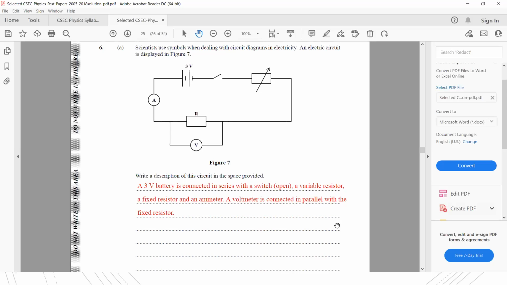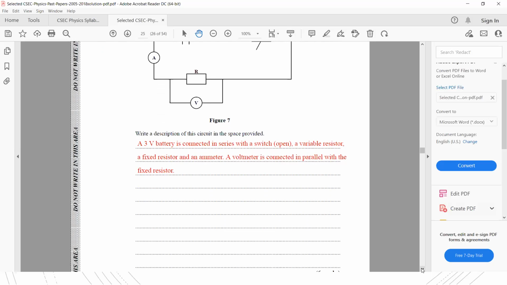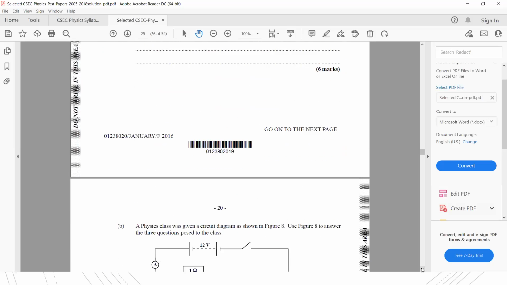So you should be able to describe the circuit based on your knowledge of the symbols. So just be careful in the days to study those.